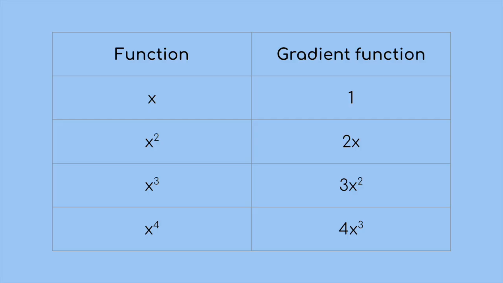What seems to be happening every single time is that the power of the function is dropping down to the front, and the power itself is going down by 1. If we look, for example, at x to the power 4, the 4 drops down to the front, and then the power goes down by 1, giving us 4x cubed. And that is the general result that enables us to differentiate any power function.